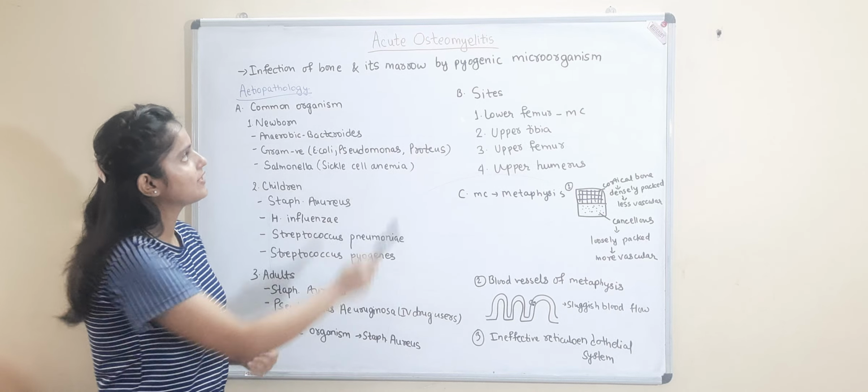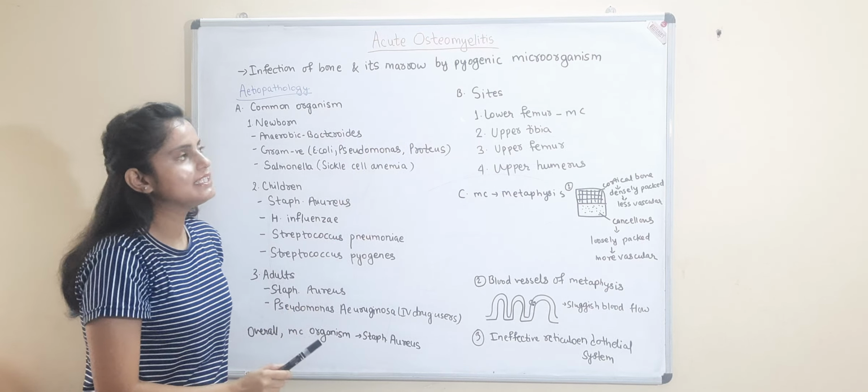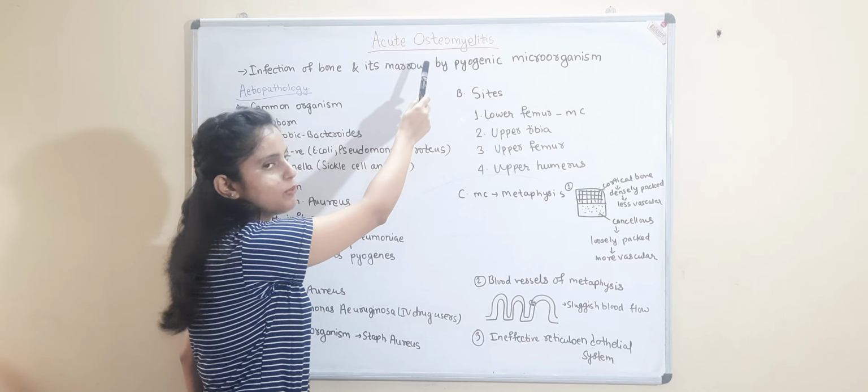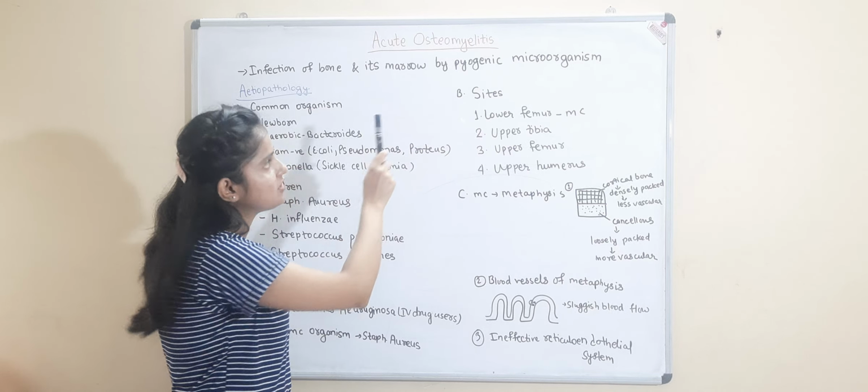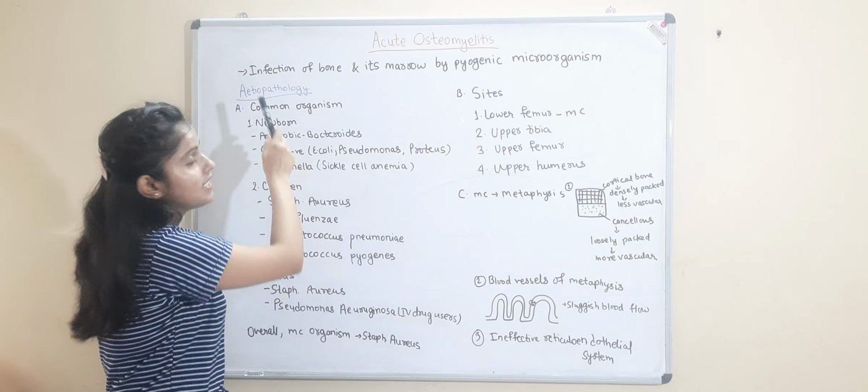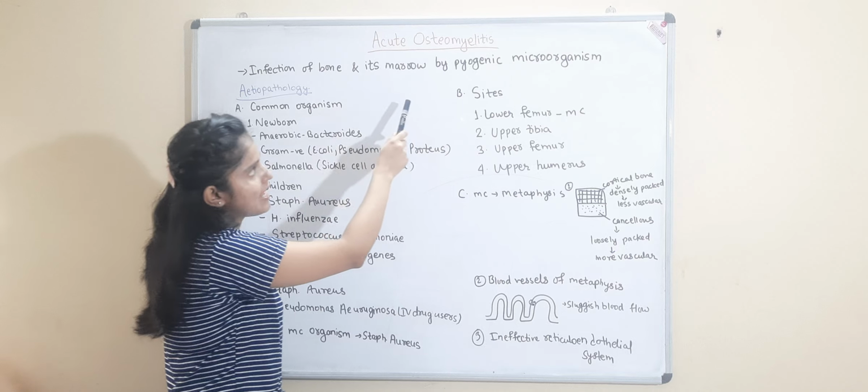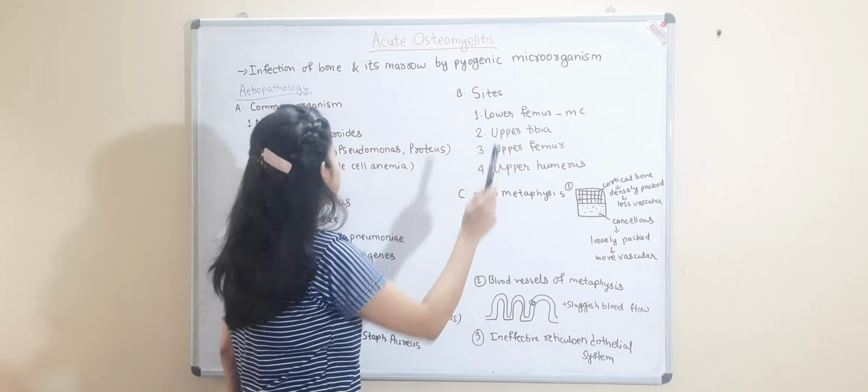Today I shall be talking about acute osteomyelitis. As the name says, there is inflammation of the bone which is for short duration and which ultimately leads to infection. This is the infection of the bone and its marrow by pyogenic microorganisms.